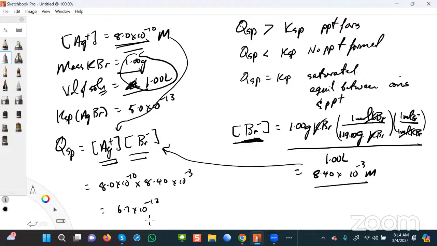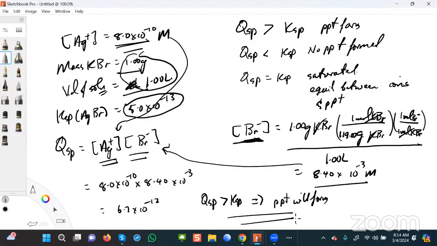And then we have to compare it to the KSP. Where's the KSP? Here's the KSP right here, right? So when we compare 6.7 times 10 to the minus 12 to 5.0 times 10 to the minus 10, what do we notice? QSP is either greater or less than? Greater. So QSP is greater than KSP, which means that a precipitate will form. And that's how that is done.